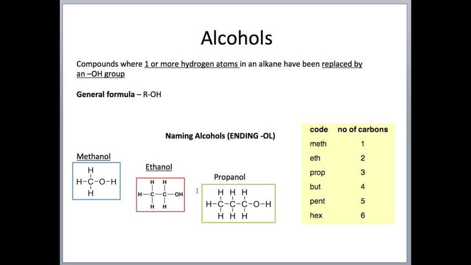The same goes for ethanol. Again, as we have two carbon atoms here, the prefix will be eth, and because we have an OH group, the ending will be ol. Therefore, this is ethanol. And this example here is propanol, and it's called propanol because it has 3 carbon atoms and an OH group attached.